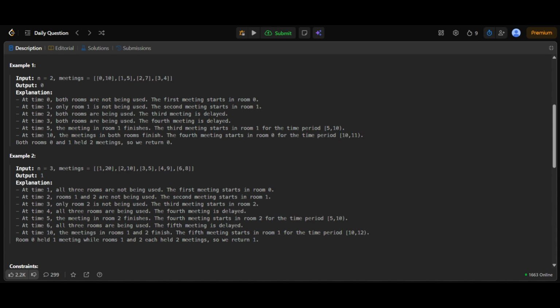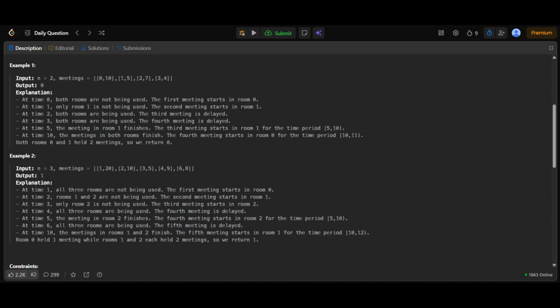At time 2, rooms 1 and 2 are still free, so the second meeting goes to room 1. At time 3, only room 2 is available, so the third meeting is assigned to room 2. Now at time 4, all rooms are busy, so the fourth meeting cannot start immediately and must be delayed. At time 5, room 2 becomes free first.